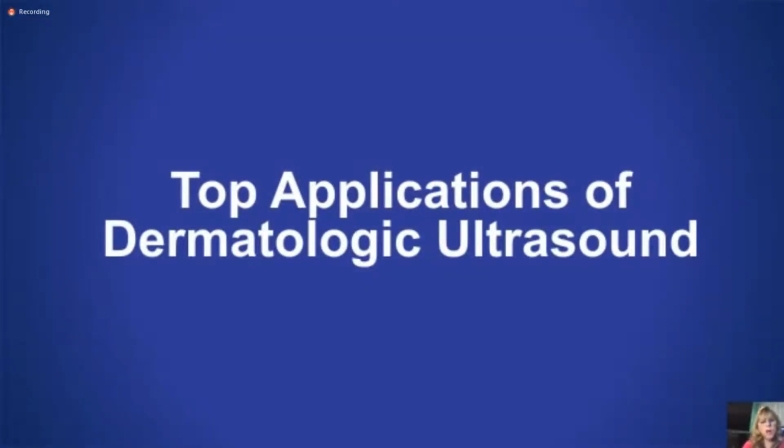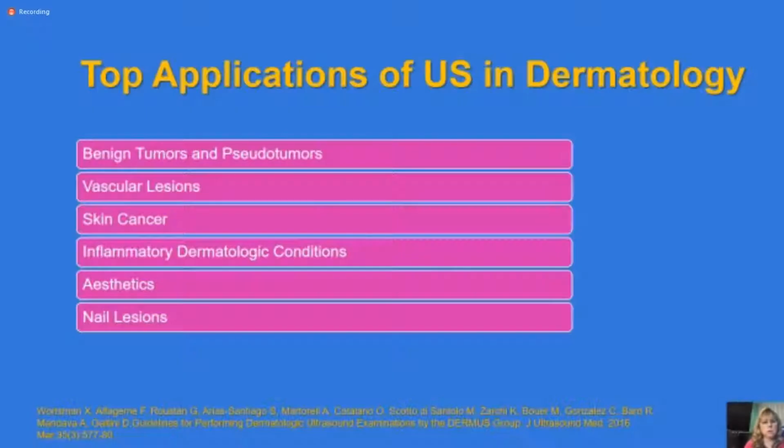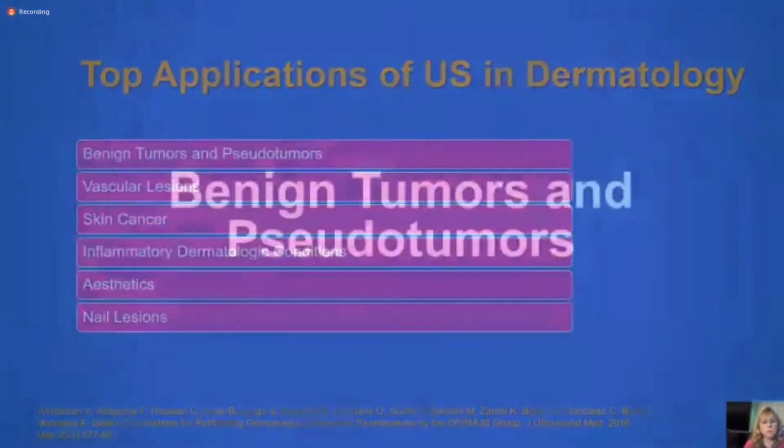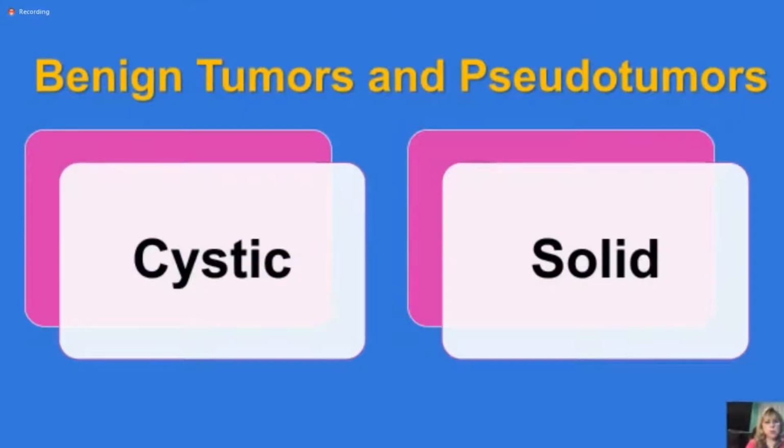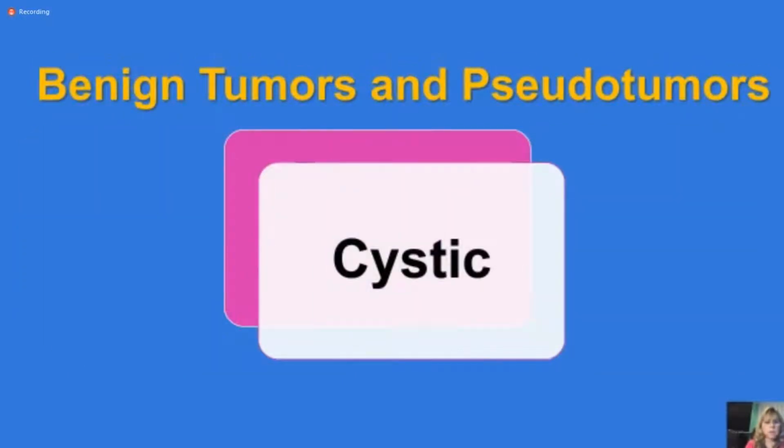So, what are the applications of dermatological ultrasound? We can divide them into several applications, such as benign tumors and pseudotumors, vascular lesions, skin cancer, inflammatory dermatologic conditions, aesthetics, and nail lesions. We are going to begin with benign tumors and pseudotumors, and we will divide these lesions into cystic and solid. First, the cystic.